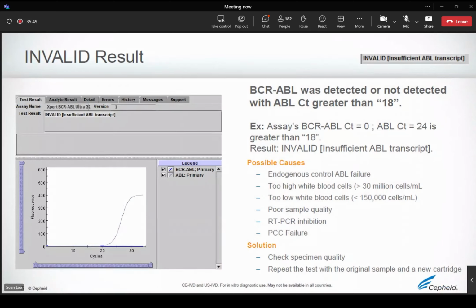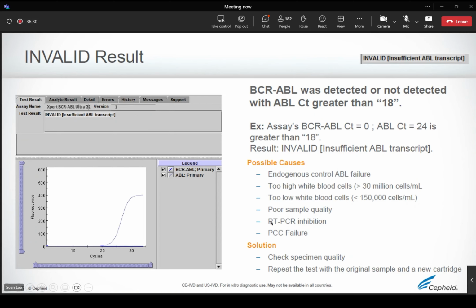So if you get an invalid result during the test, what happened? There are a few possible causes. Of course, we don't want this to happen, but you need to understand this. First, endogenous control ABL failure. This could be from the cartridge itself, or you have too high white blood cells in the sample, more than 30 million cells per ml, or too low white blood cells, less than 150,000 cells per ml. Because of these two, you may get invalid results.